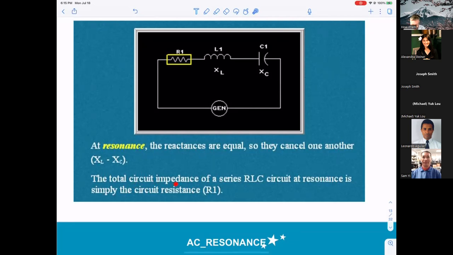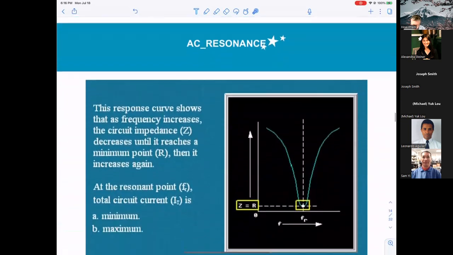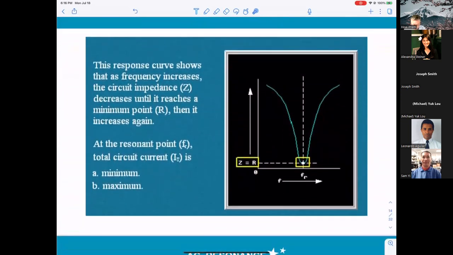The total circuit impedance of a series RLC circuit at resonant is simply the circuit resistance R1. XC and XL cancel out, only R1. This response, that means the output curve, shows that as frequency increases, the circuit impedance Z decreases until it reaches a minimum point R. That means at a resonant frequency here, the circuit impedance will only be resistance, okay?